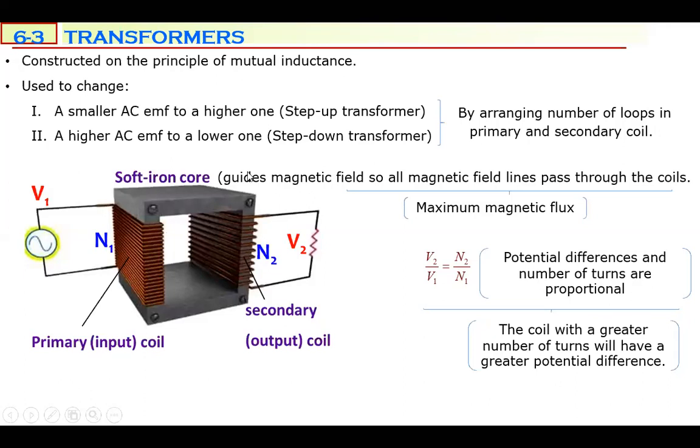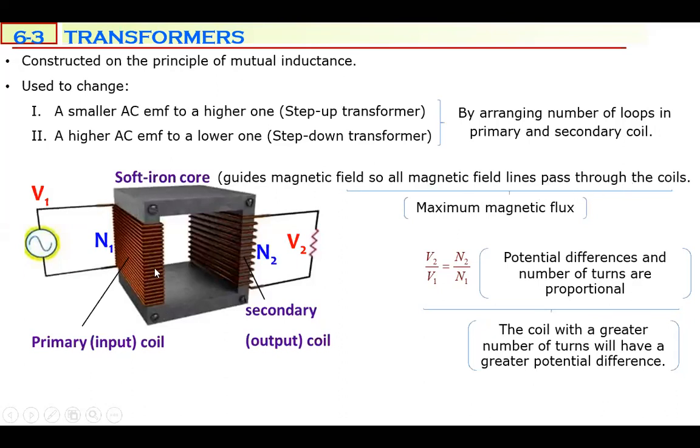That's why we are using iron core. Remember, iron has the greatest magnetic permeability, which causes all the magnetic field lines provided by the N1 coil, the first coil, to also pass through the secondary coil, and that's why magnetic flux through the secondary coil will be maximum. So that's why we are using the soft iron core, which guides the magnetic field. So all magnetic field lines pass through the coils.